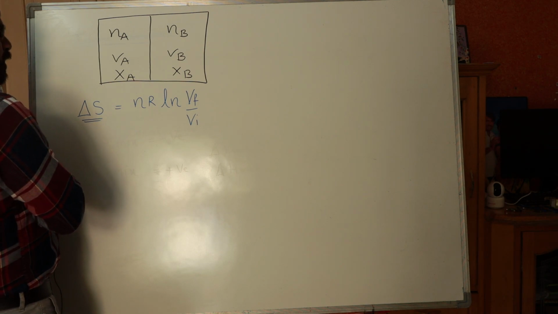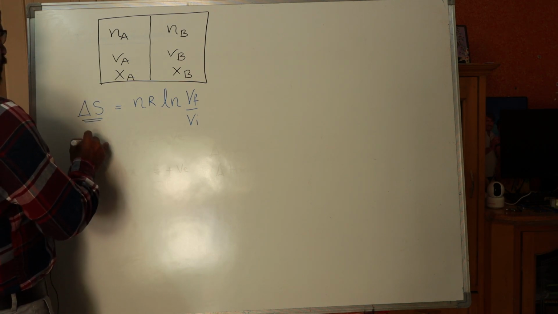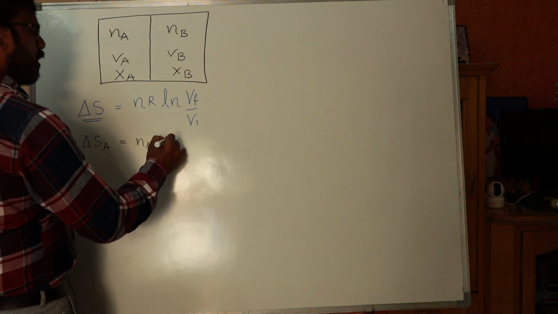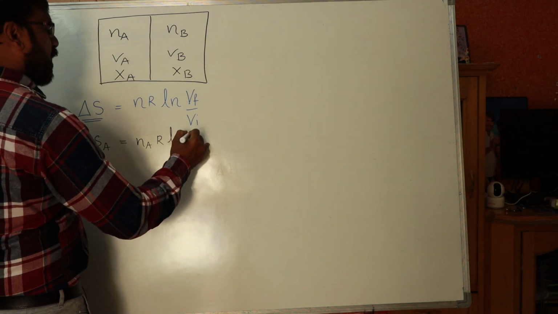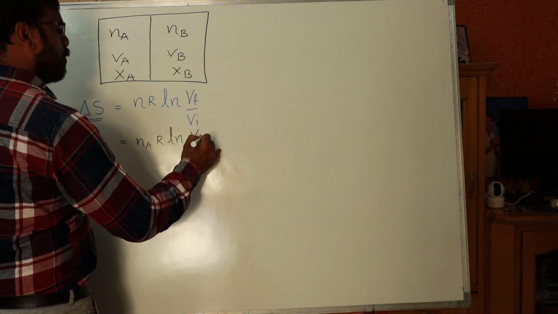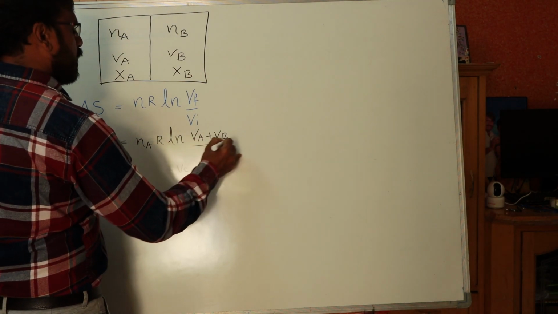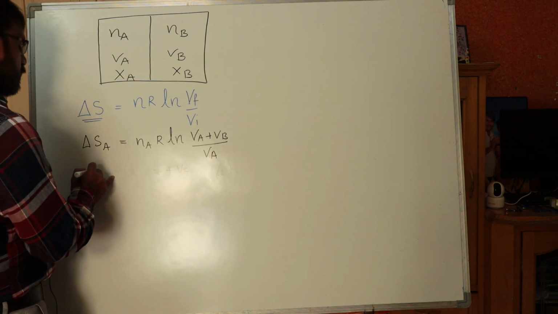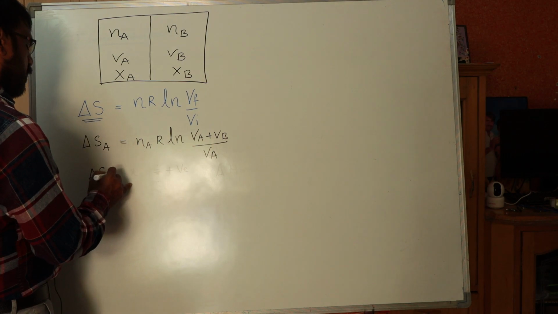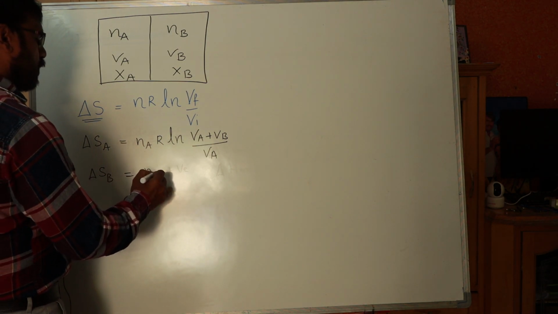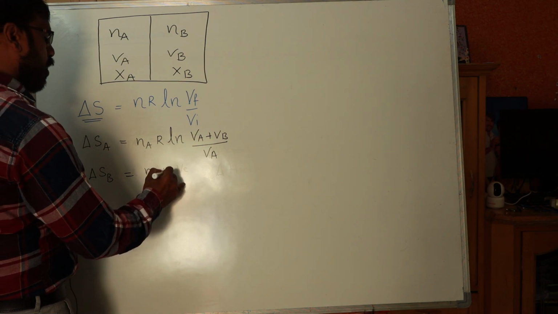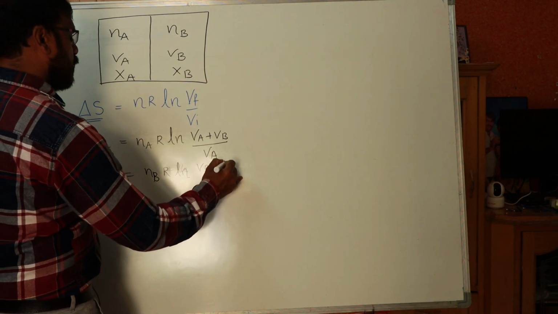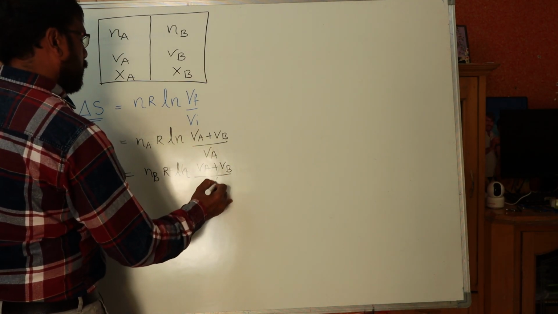For the first component, A, delta Sa is equal to Na R ln of V final by V initial. The final solution volume is Va plus Vb and the initial volume is Va. Similarly, for the second component, delta Sb is equal to Nb R ln of (Va plus Vb) by Vb.